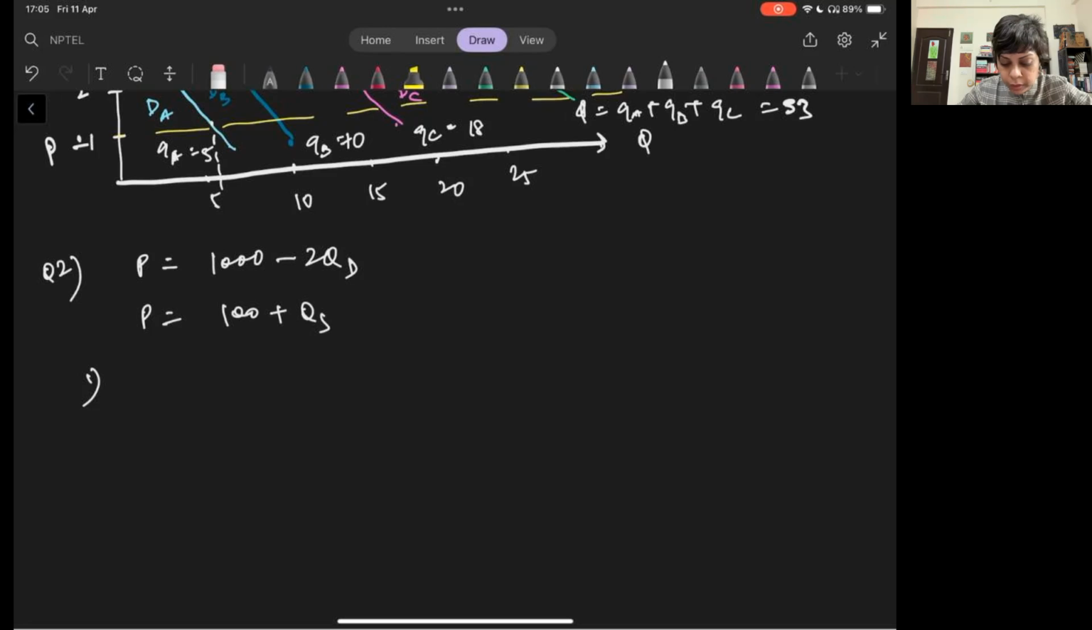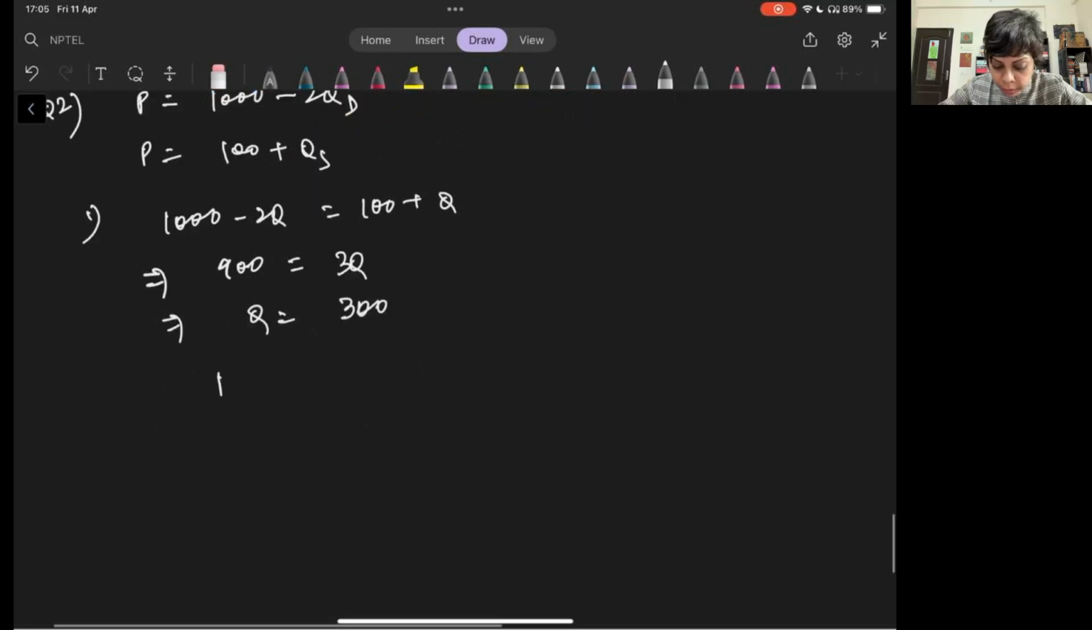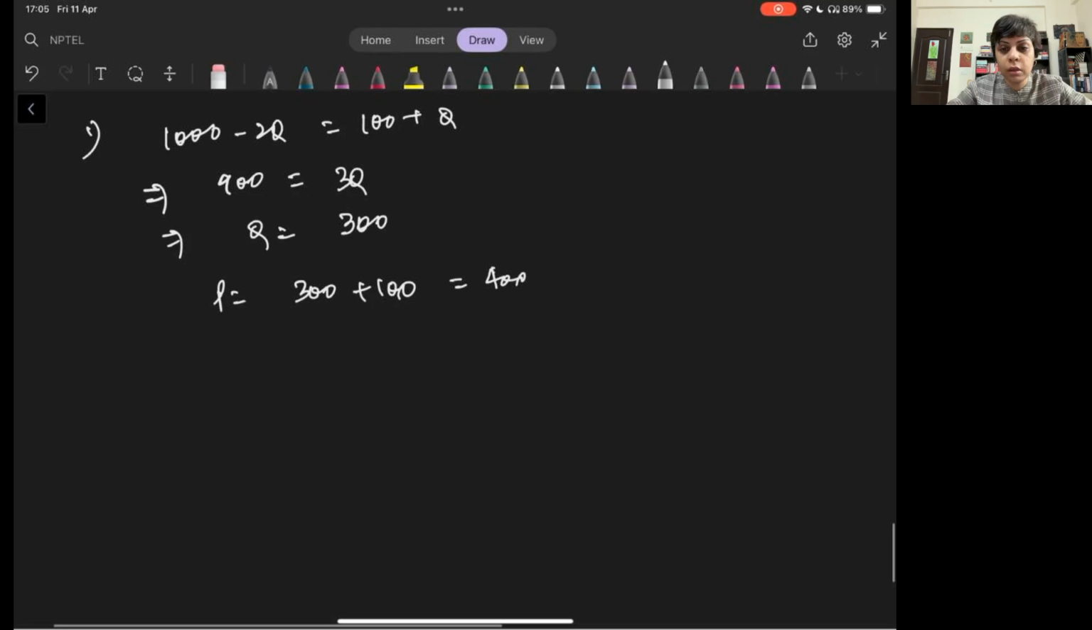So for equilibrium quantity and price, we can equate in the inverse form also. That will just make our lives easier. Instead of QD and QS, we just put Q: 1000 minus 2Q equals 100 plus Q. This is 900 equals 3Q, so Q is equal to 300. And price from there comes to 300 plus 100, which is 400. So this is the first part of the question, the equilibrium quantity and price. If you want, you can put this as Q star and P star.